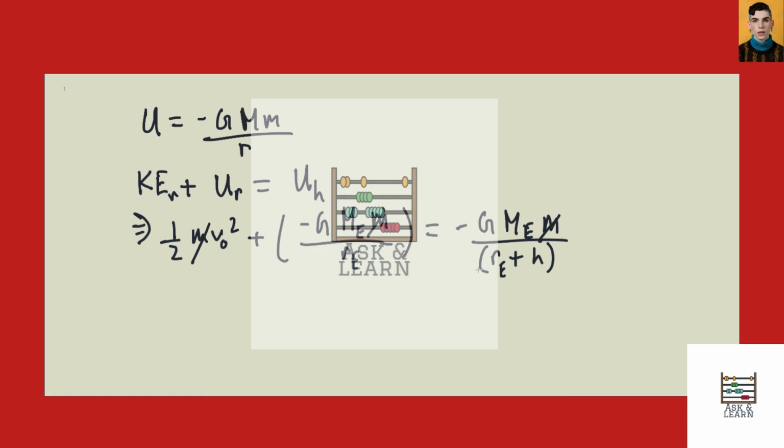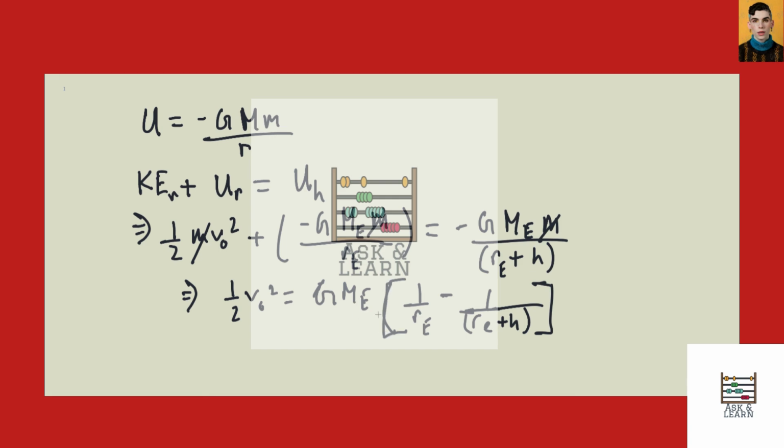Okay, so we want h, and so for that we need to do a little algebra here. We have 1/2 v naught squared equals G M e as common, taking that as common and pulling this term out to the right hand side, so it becomes a negative. It's multiplied by 1 over r e, and subtract 1 over r e plus h, and this is what you have.